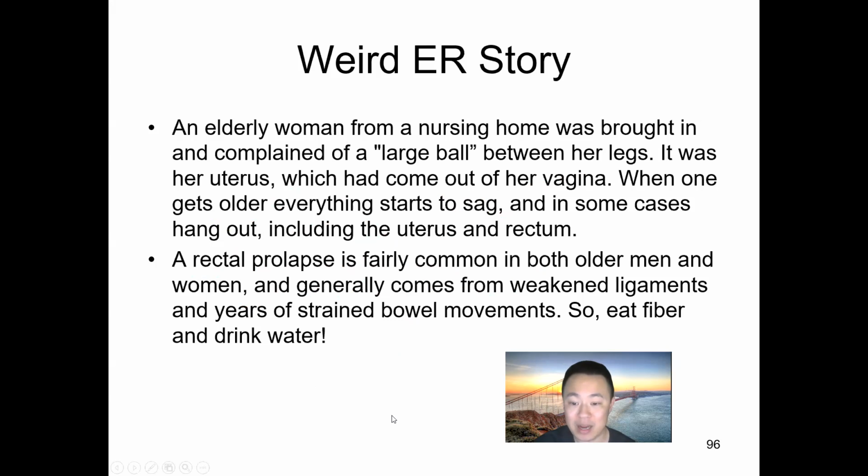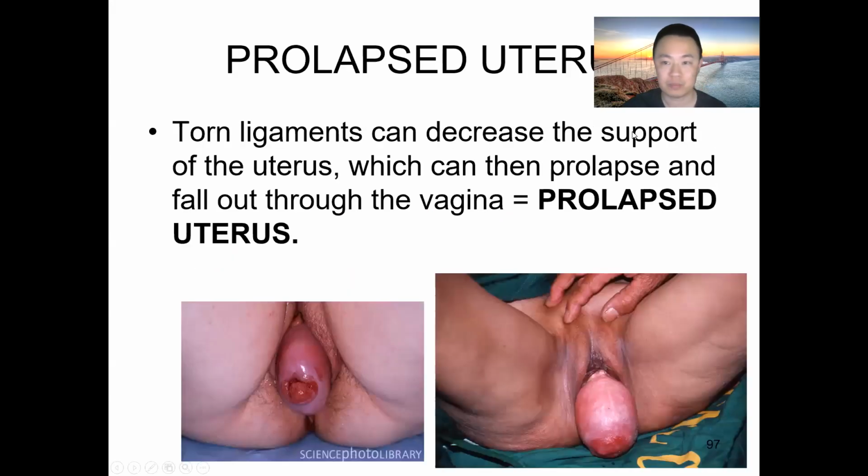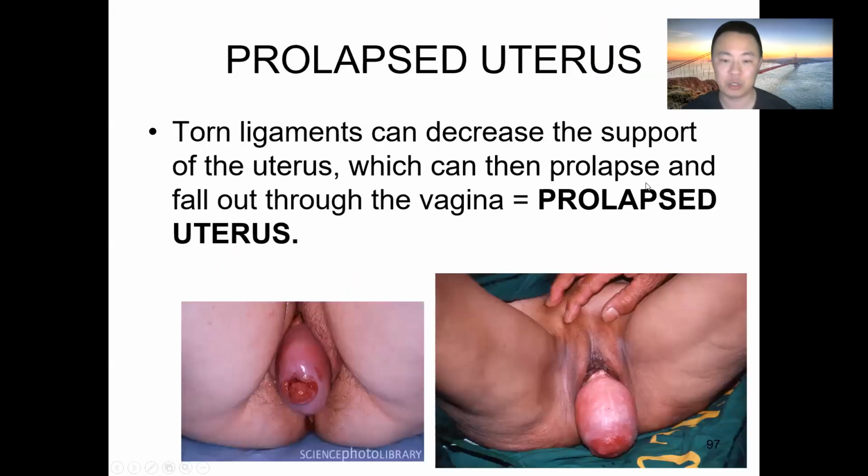Now the next slide here will show you that. Here is what a prolapsed uterus will look like. The torn ligaments can decrease the support of the uterus, which can then prolapse and fall out through the vagina. And then we can see here, here's the prolapsed uterus. That's a uterus that has fallen out.